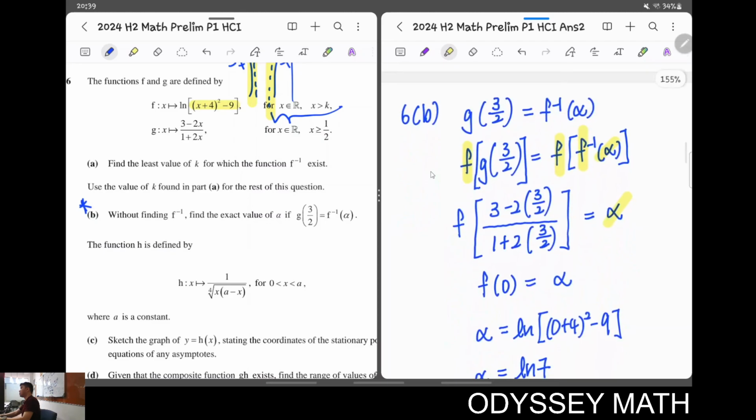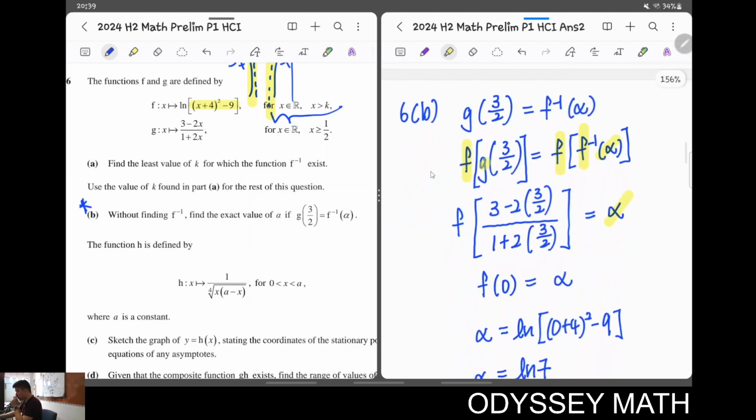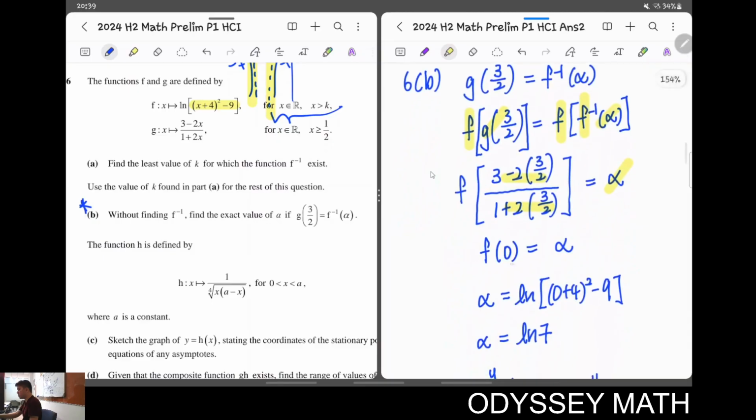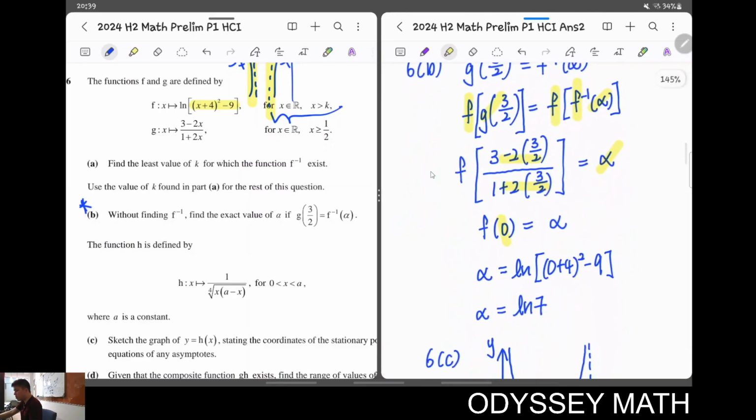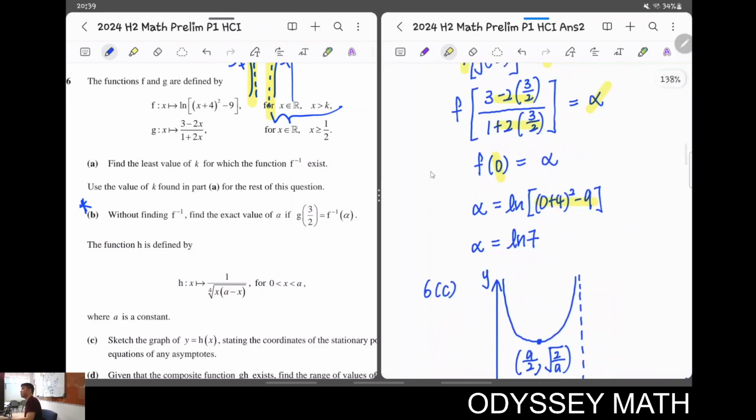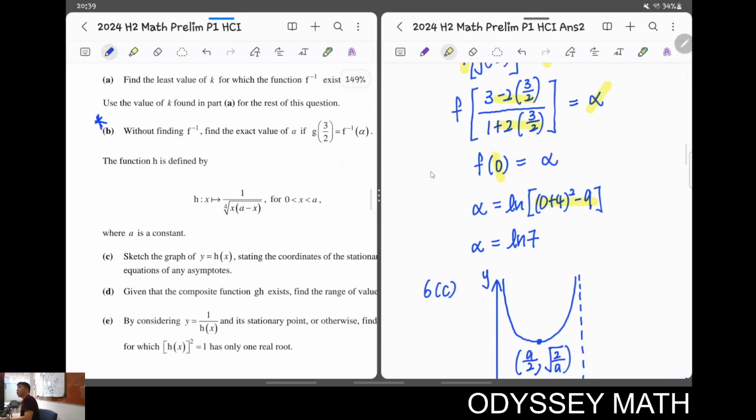And your g of 3 over 2, you sub in 3 over 2 inside, you get 0. So f(0) equals alpha. You sub the 0 here, so it will be (ln(0 plus 4)) whole thing squared minus 9. Alpha is ln 7. Okay, no issue. Now we go on to the next one.